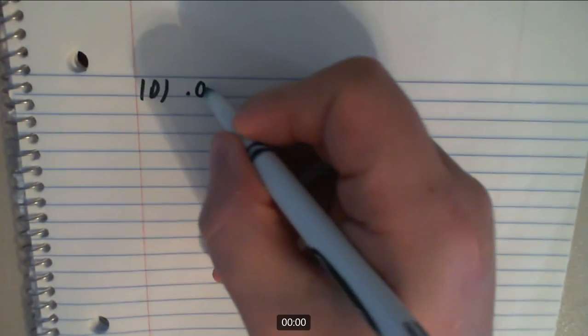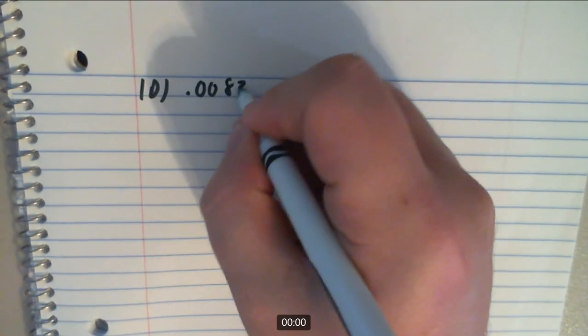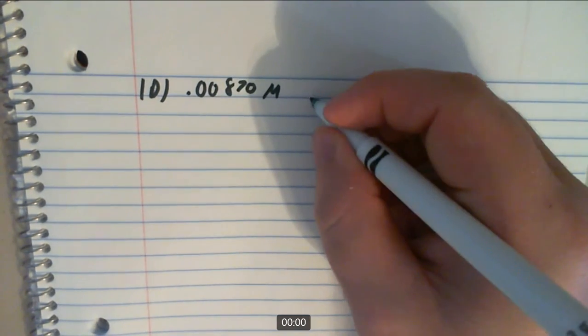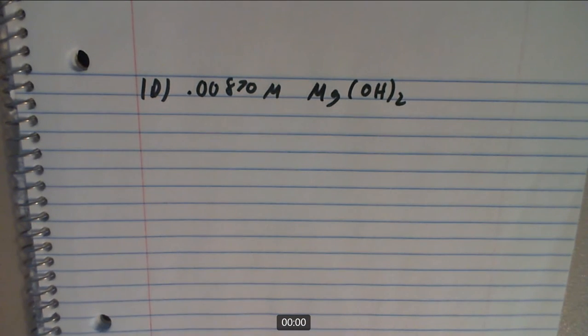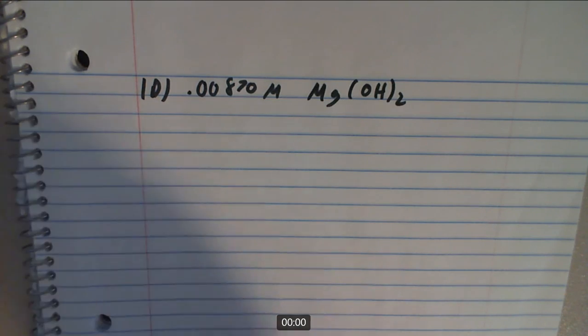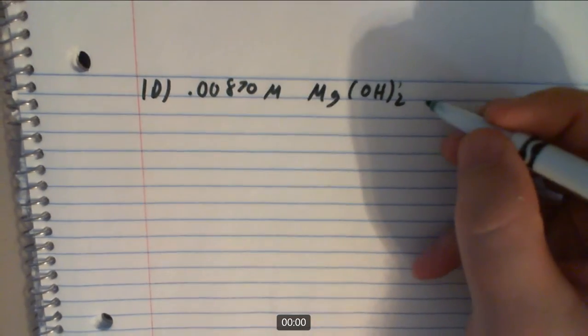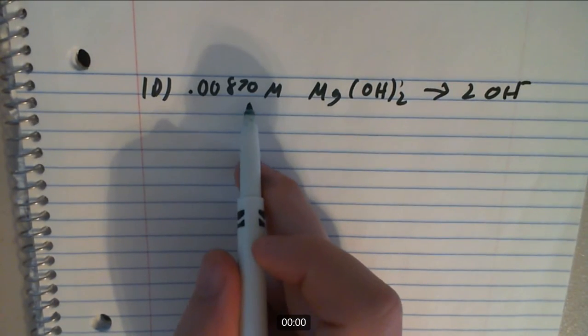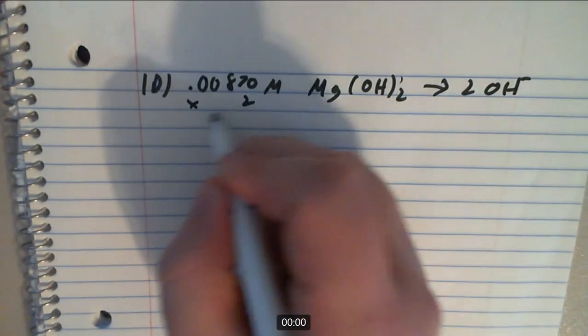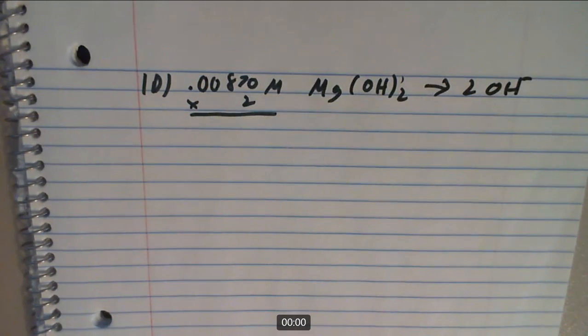Part D. 1D. 0.00870 molar magnesium hydroxide. Where did you get the OH2? Magnesium's +2. OH is -1, so I need 2 OHs. Which means that for every one of these, I get 2 OHs. Which means I gotta take this concentration times 2. Keep an eye out for that. If you forget to do that, the whole thing's wrong.